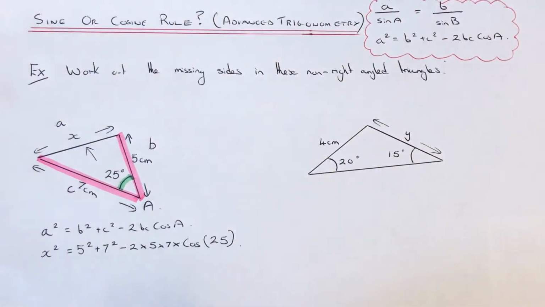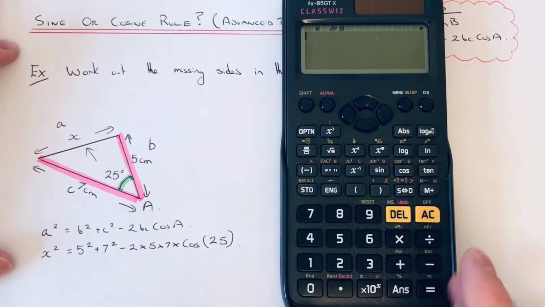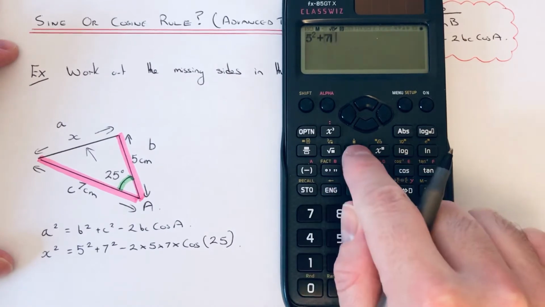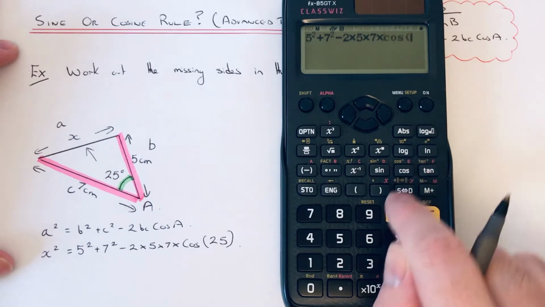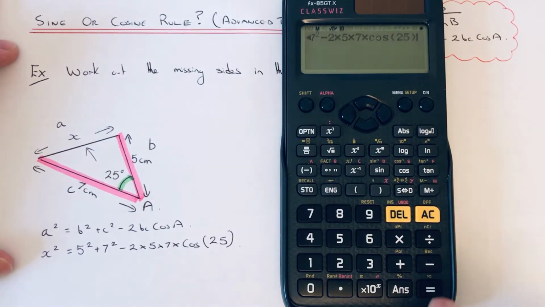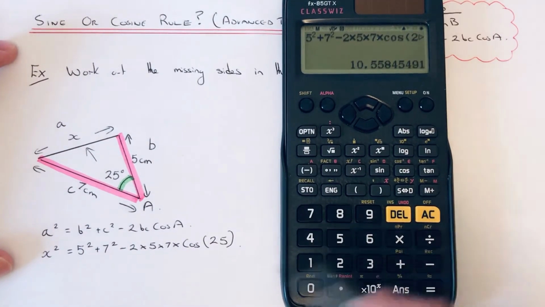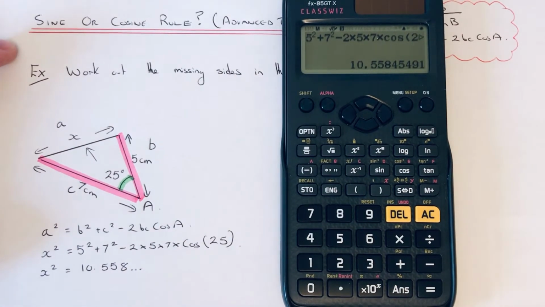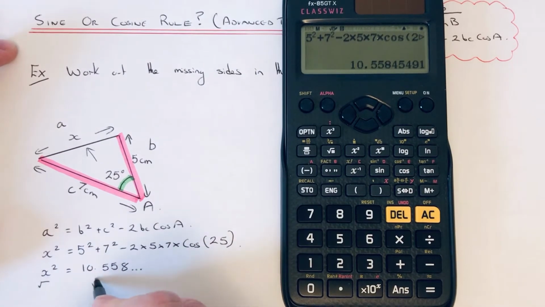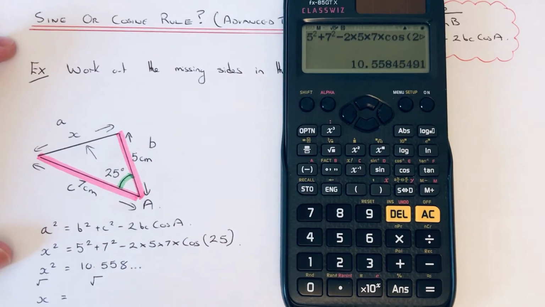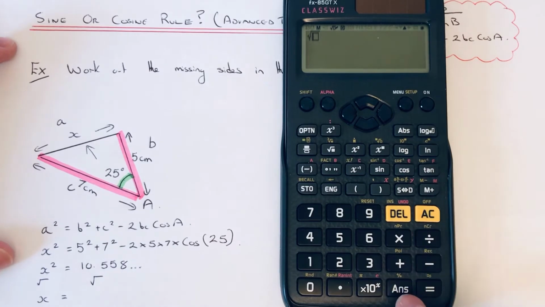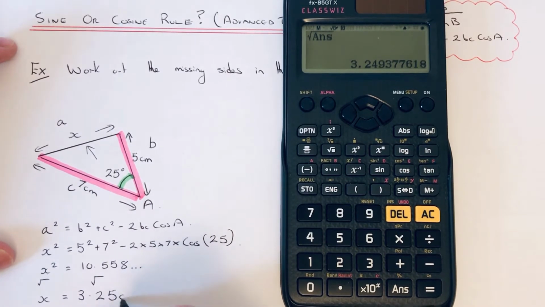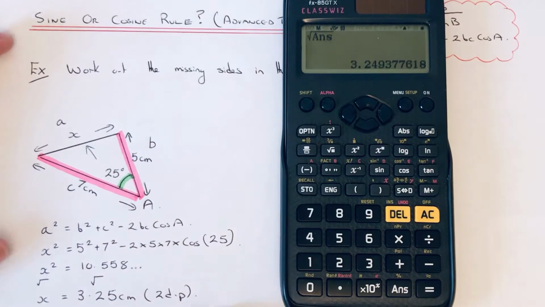Okay, so if we put this on the calculator, we've got 5 squared plus 7 squared minus 2 times 5 times 7 times cos 25. Hit your equals. Okay, so we get this decimal here. So let me just write that down. This is not our final answer because this is x squared. To get our final answer, we need to square root the answer we've just worked out. It's stored in memory, so if you press the ANS key at the bottom and hit equals, that gives an answer of 3.2. We'll go to 2 decimal places, so that's our final answer there.